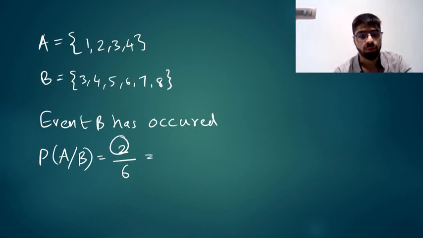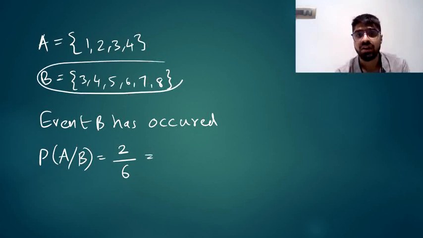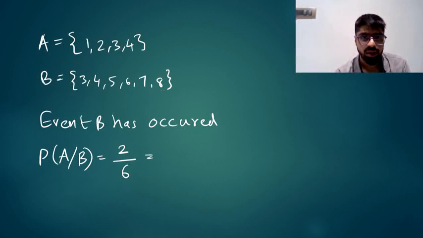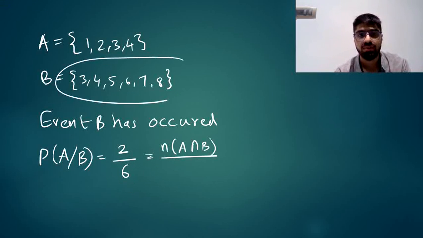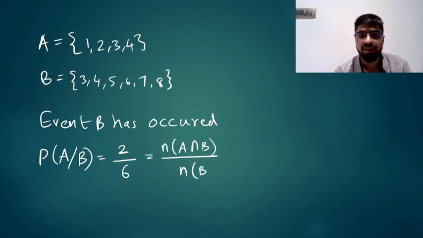So how did you get that 2? That 2 basically represented those elements of A which were available in the event which has already occurred. That is, elements of A which were there in B. Elements of A which are there in B are represented by A intersection B. So this 2 would specifically represent N of A intersection B, divided by that 6. That 6 was not N of S. Sample space would contain all numbers from 1 to 8, but the denominator was not N of S, it was N of B, the number of elements that were present in B. So in the denominator we will have N of B.